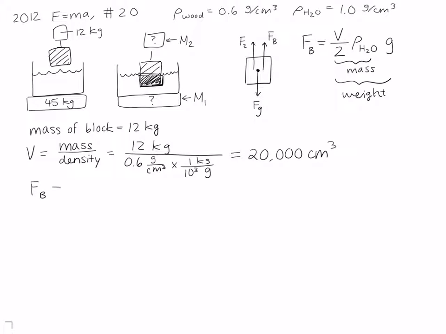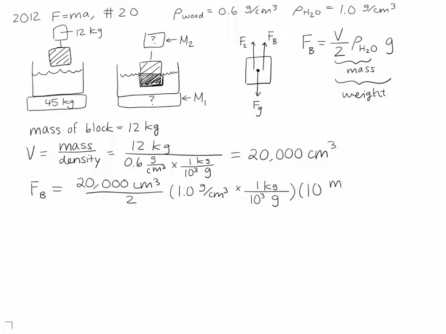When we put that into our equation for buoyancy, we have 20,000 centimeters cubed divided by 2, times the density of our water, which is 1.0 grams per centimeter cubed. We also want to convert grams into kilograms, so once again we say there are 10 cubed grams in 1 kilogram, times gravity, which we can approximate as 10 meters per second squared. 20,000 divided by 2 is 10,000. 10,000 divided by 1,000 is 10, times 10 is 100. So we find that this equals 100 newtons.